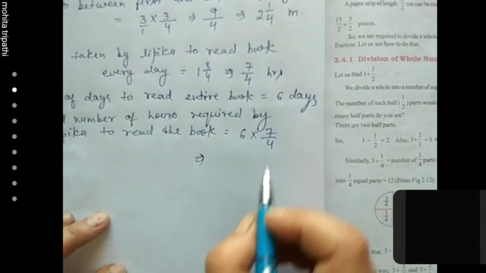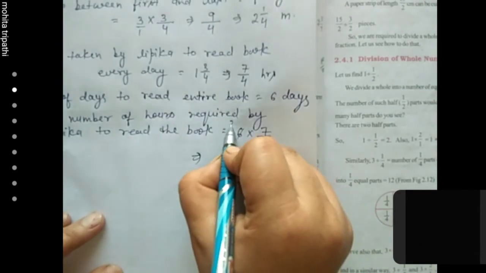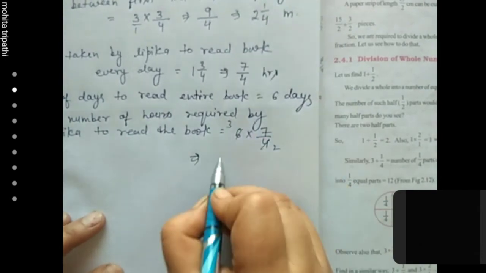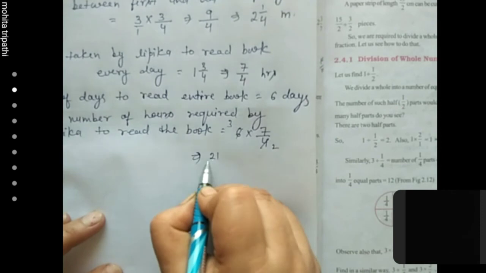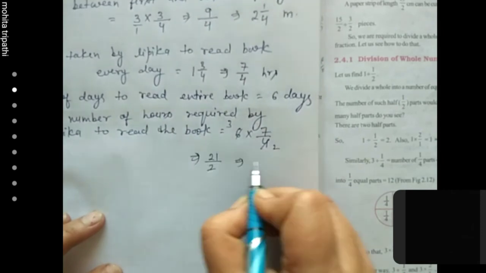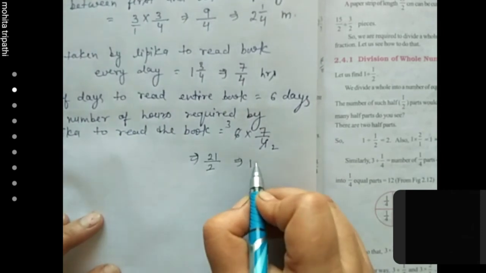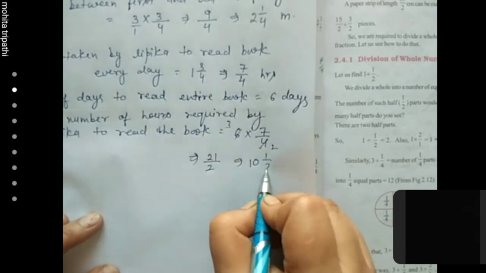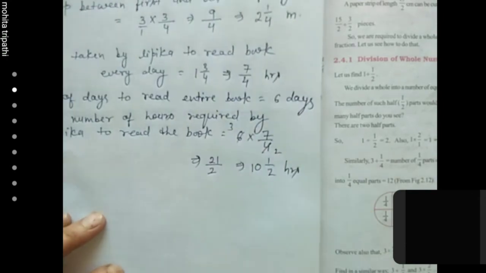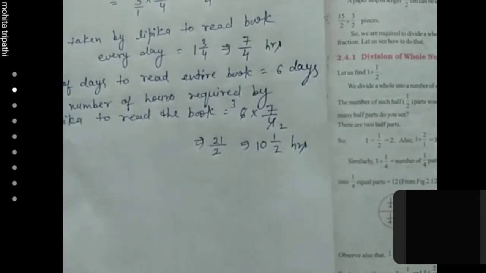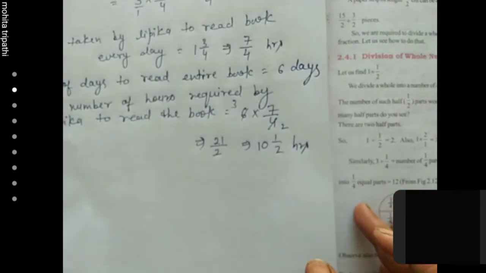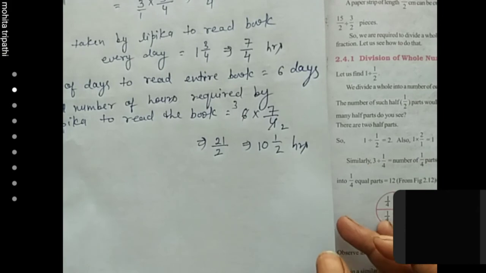Now when we are solving it, we can also reduce it. 2 3s are 6, 2 2s are 4, and 3 7s are 21 upon 2. So it is 10 whole 1 upon 2 hours. Simply, we are multiplying both. On reading the question, you can easily know what you have to do. Now see the next question.